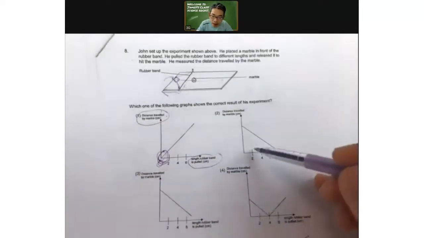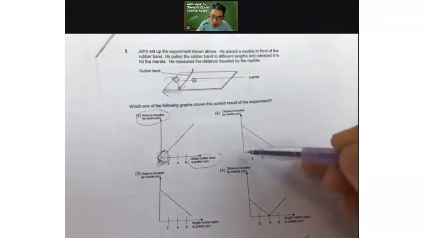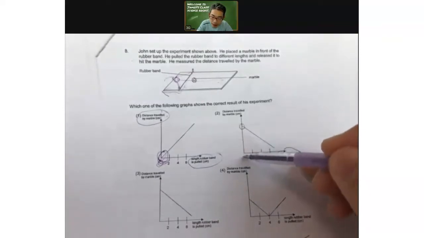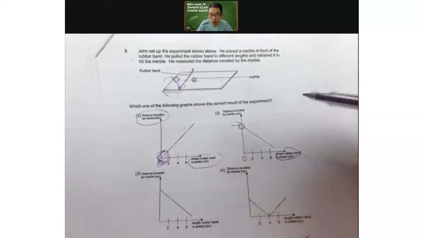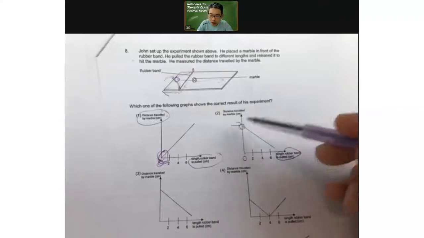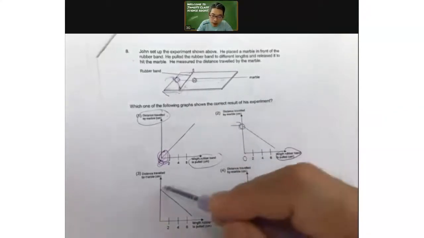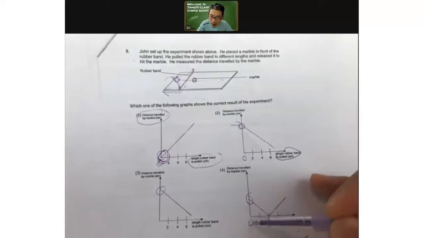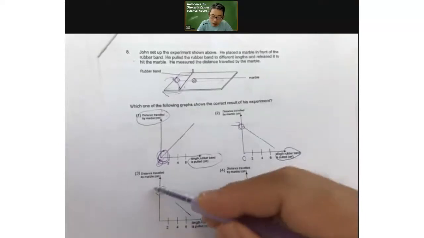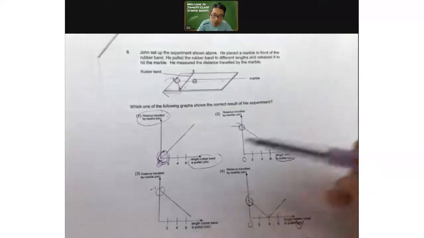If you look at this, they are saying that the length of the rubber band is at 0, yet the distance traveled is at a certain number. How is it possible? You don't stretch it and yet the marble can move? This is the same problem with this and this. At 0 cm of stretching the rubber band, you don't stretch the rubber band, yet the marble could move. So these 3 graphs are wrong because of this part here.